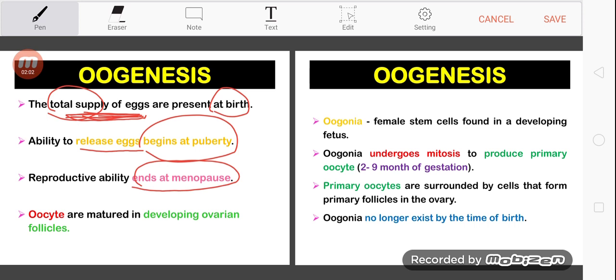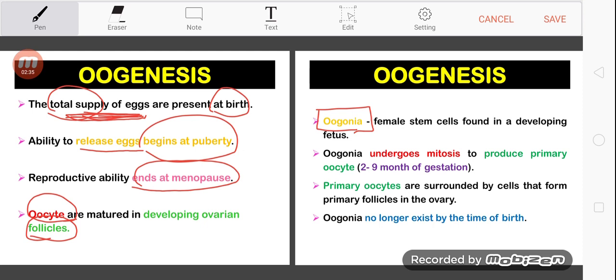Oocytes are matured in developing ovarian follicles. So the oocyte is contained in, we can say, a pocket of surrounding cells, which are follicle cells. This point here: oogonia. Oogonia is the term for female stem cells, found in the developing fetus.